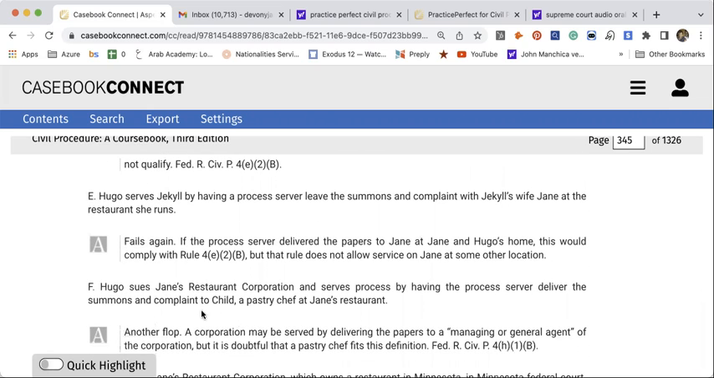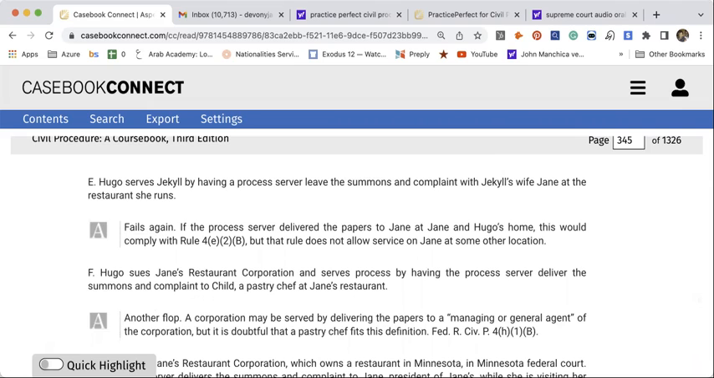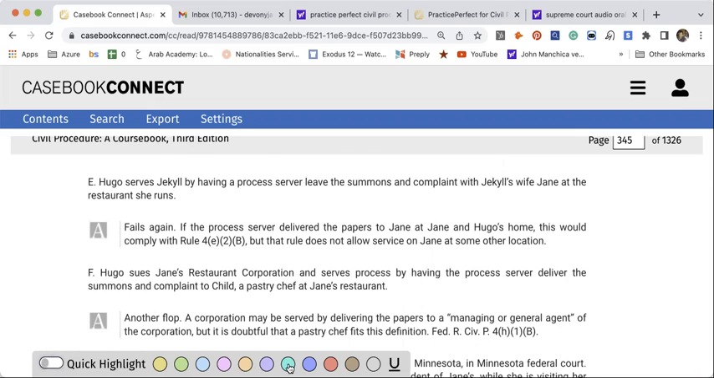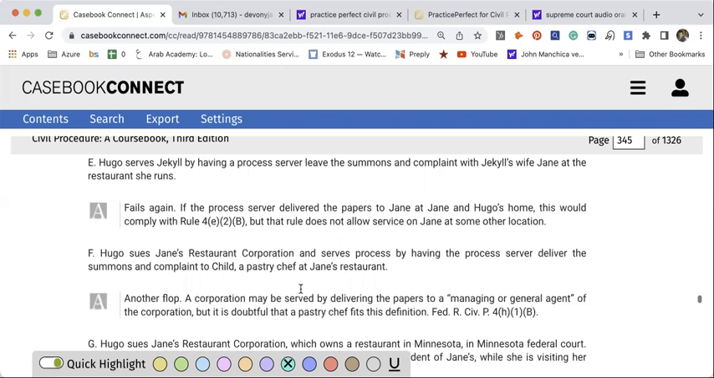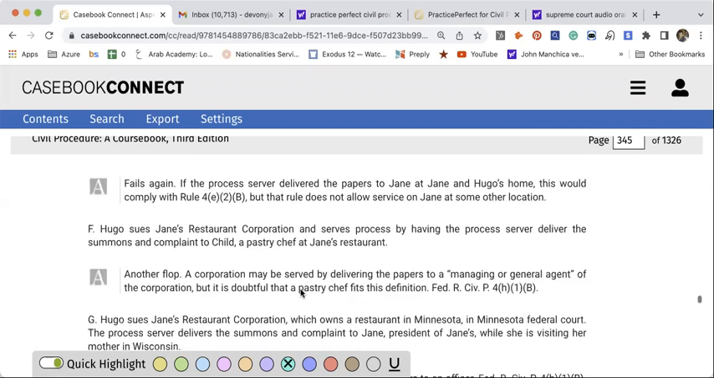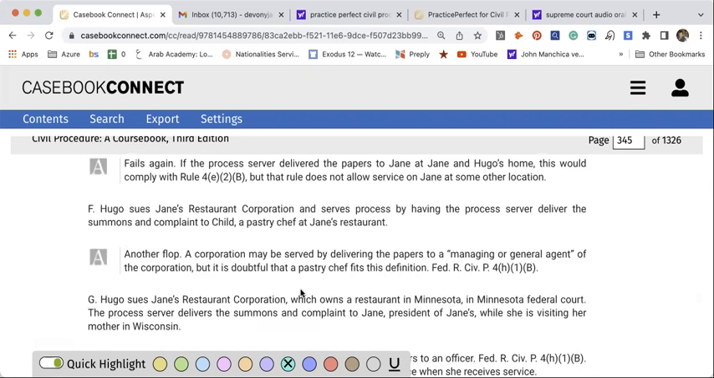Hugo serves Jekyll by having a process server leave the summons and complaint with Jekyll's wife Jane at the restaurant she runs. No, it has to be where she lives. Had the process server delivered the papers to Jane at Jane and Jekyll's home, this would comply with Rule 4(e)(2)(B). But the rule does not allow service on Jane at some other location.